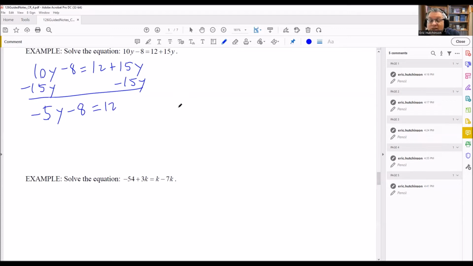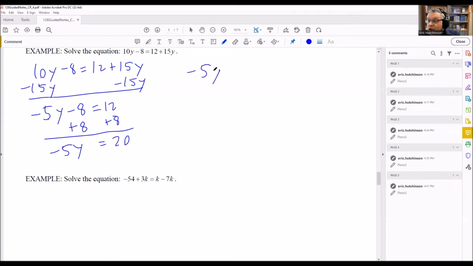All right, now next thing we want to do is we want to add 8 to both sides because I want to get the y by itself. So I'm going to add 8 here and add 8 here. I'm adding 8 because negative 8 and positive 8 add up to a 0. What you do to one side, you do to the other side. Okay. So negative 5y, that's a 0. That's going to equal 20.